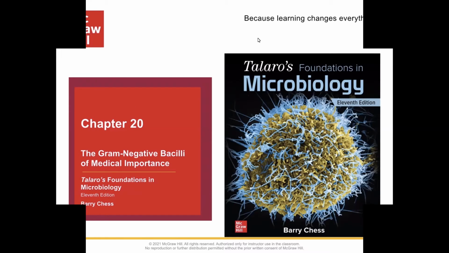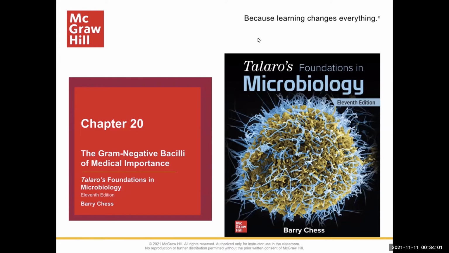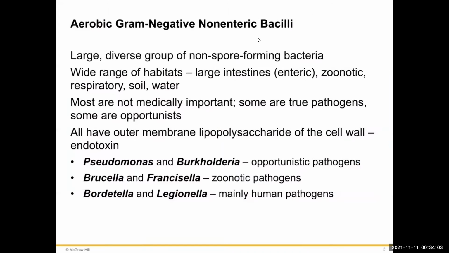This is chapter 20, gram-negative bacilli of medical importance. Okay, so aerobic gram-negative non-enteric bacilli. It's a large, diverse group of non-spore-forming bacteria with a wide range of habitats. Some live in the large intestine, which are called enteric.